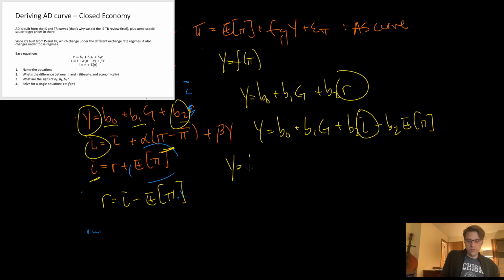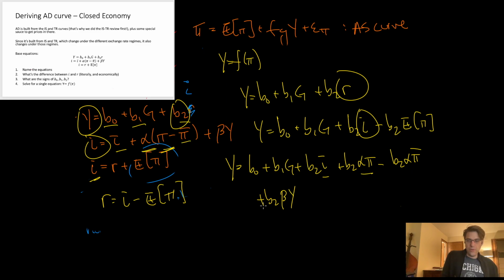So we get that y is equal to b0 plus b1g plus, I'm going to factor through, so we'll have b2 I bar plus b2 alpha pi. Now I'm going to have minus b2 alpha pi bar, and then another b2 beta y. Okay, so I did I bar is here, I did alpha pi bar with a minus sign, and then b2 beta y. Okay, but we're not done. We also have this term left at the end, so minus b2 expectation of pi.